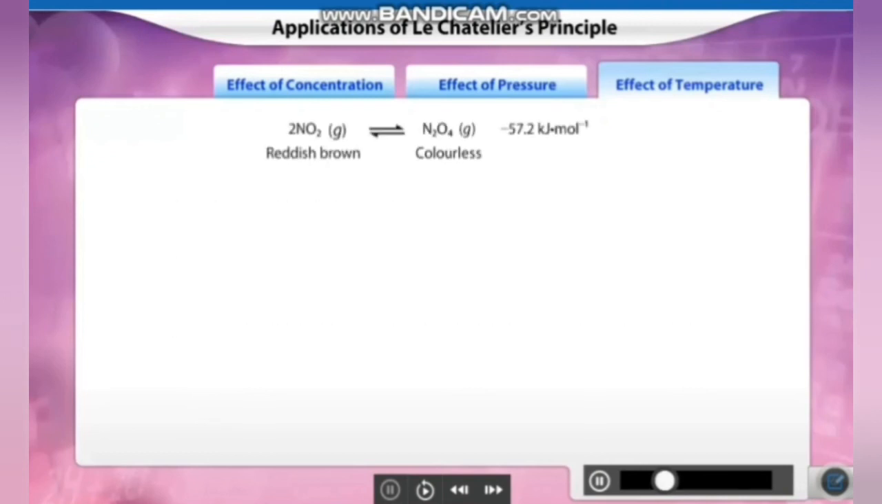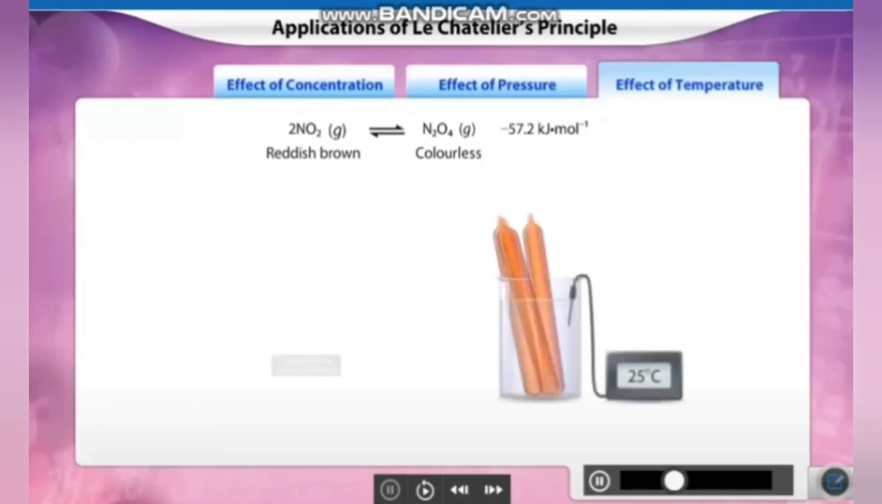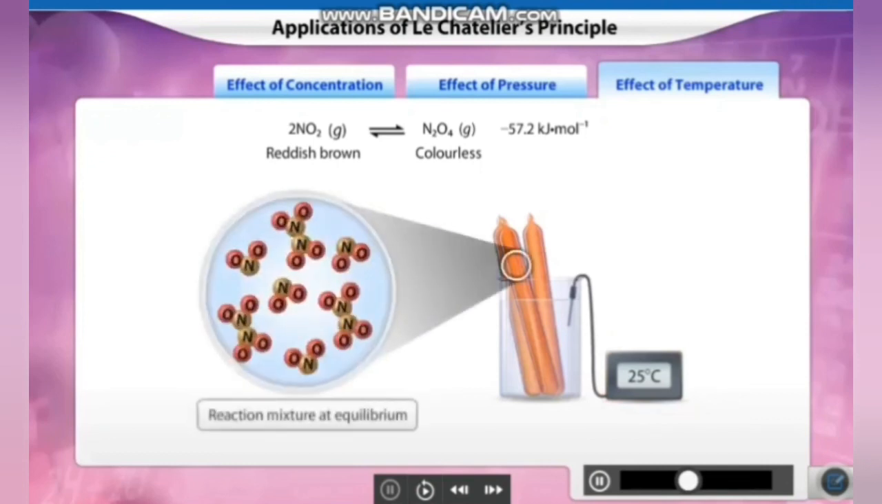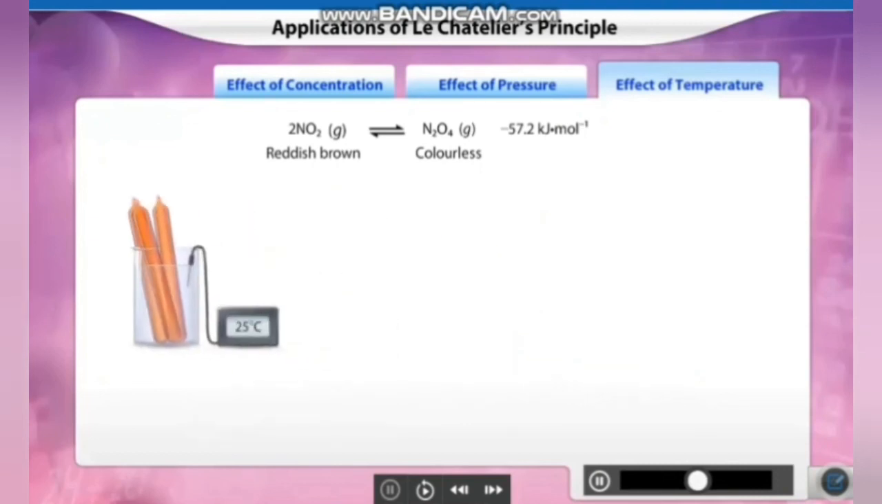Let us consider the dimerization reaction of nitrogen dioxide, which leads to the formation of dinitrogen tetroxide. The reaction mixture is collected in a test tube and kept in a beaker filled with water at room temperature. Its color is reddish brown due to the presence of nitrogen dioxide. Thus, at equilibrium, reddish brown nitrogen dioxide and colorless dinitrogen tetroxide molecules are present.